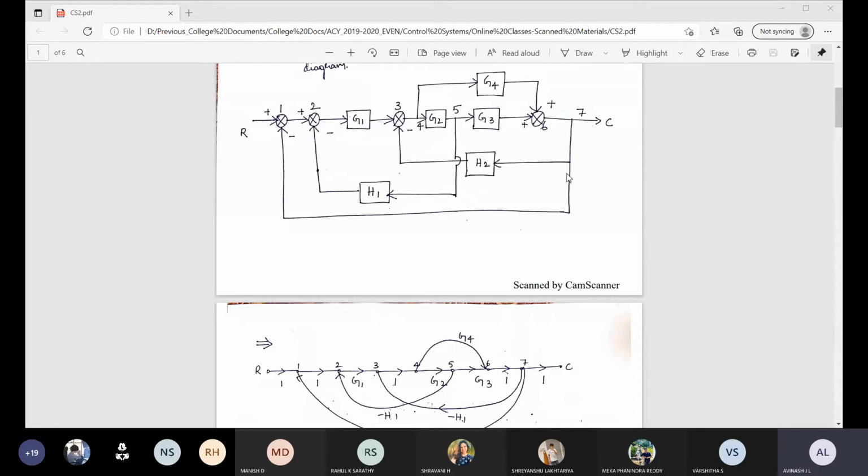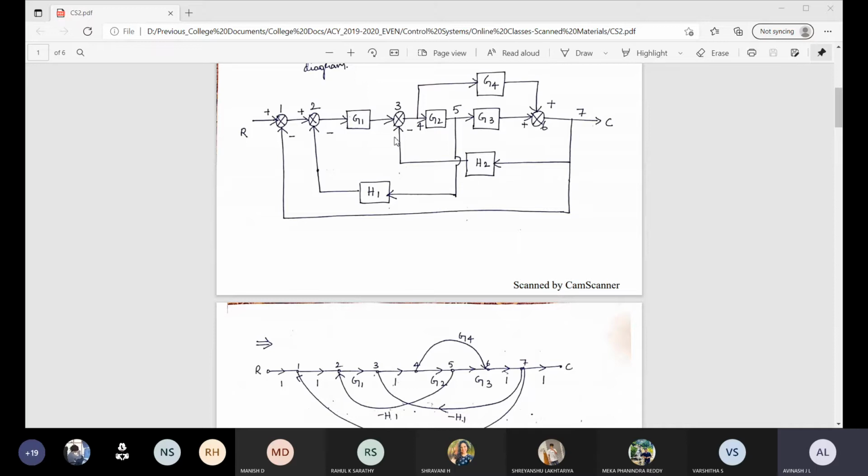That is how we write it. Between node 4 and node 6 there is another block, G4. Here the block value G4 is the gain, so from 4 to 6 it is G4.